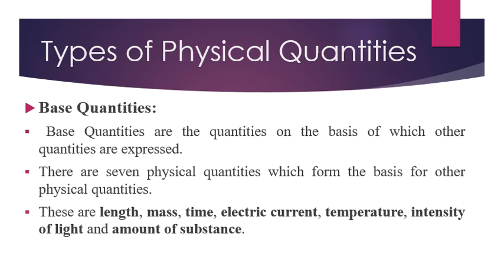Now, the types of physical quantities. There are two basic types of physical quantities. The first one is the base quantity. Base quantities are the quantities which are the foundation or basis on which other quantities are expressed. There are 7 physical quantities which form the foundation of the other physical quantities. These are length, mass, time, electric current, temperature, light intensity, and amount of substance.